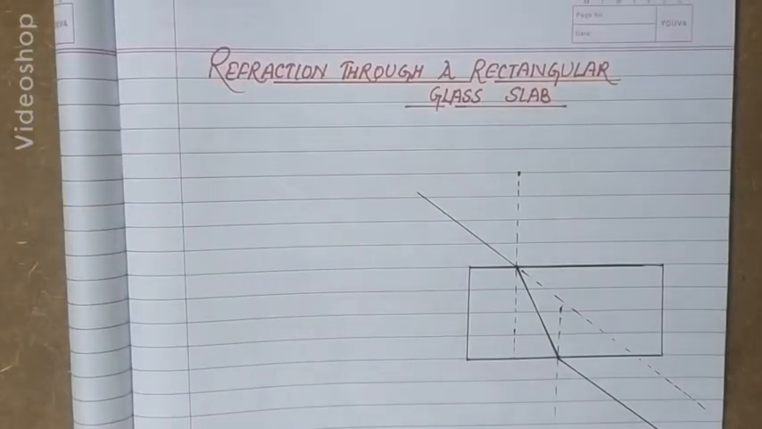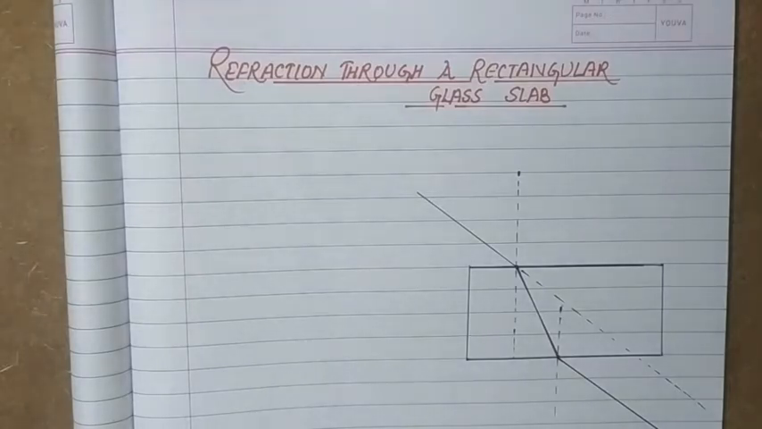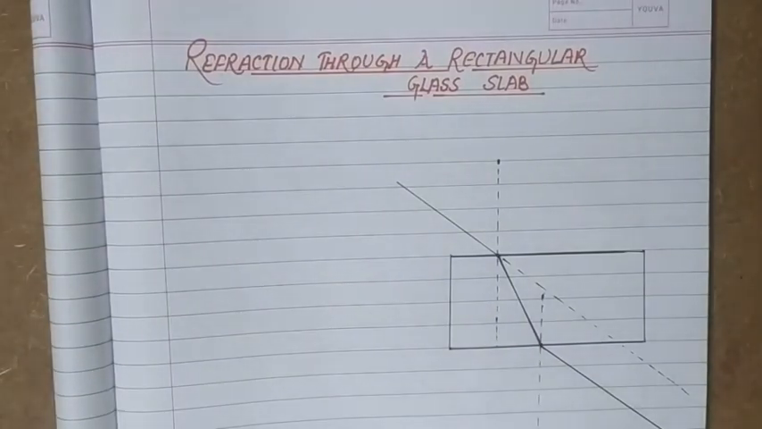Hello students, in this video we are going to discuss refraction through a rectangular glass slab. As we have studied, whenever a light ray passes from one medium to another, it bends and changes its path. It bends either towards the normal or away from the normal, depending upon whether it is moving from a rarer medium to a denser medium or vice versa. This phenomenon of bending is called refraction.